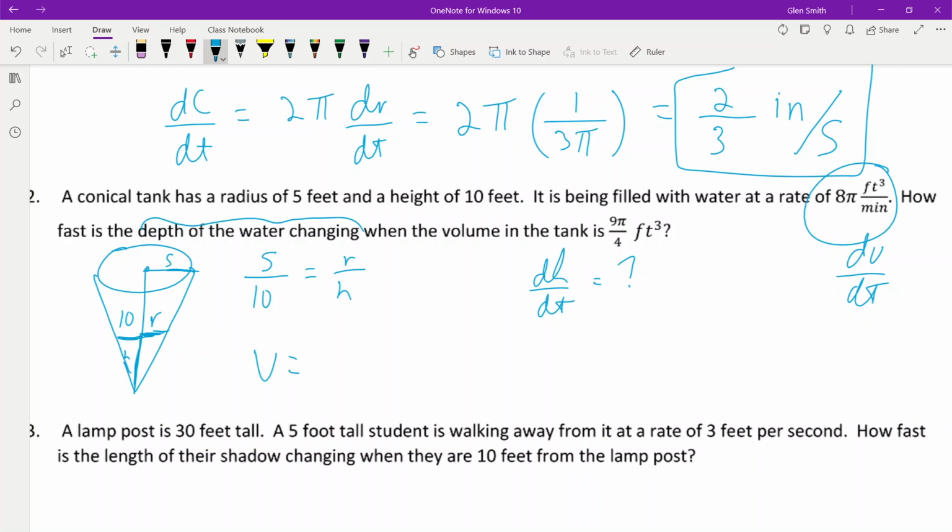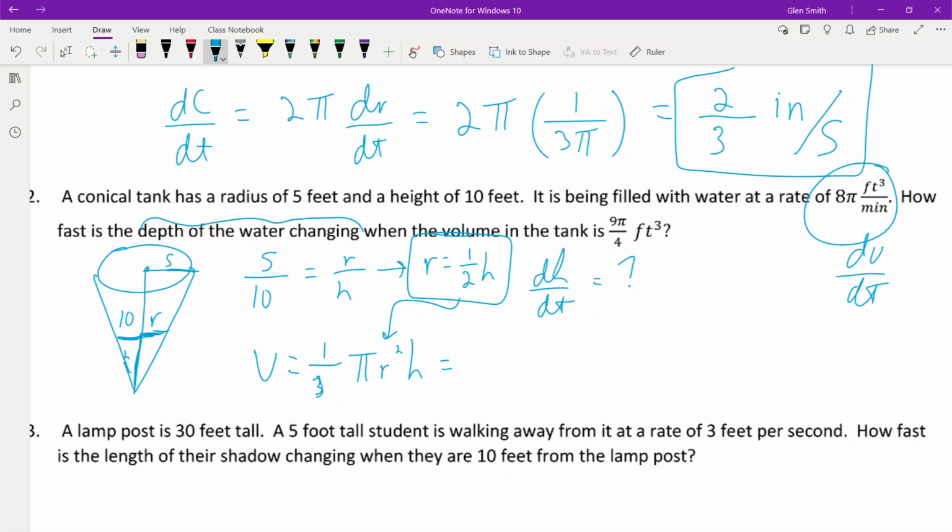Right? So I need a volume equation with height, and we know the volume of a cone, because it comes to a point, is a third the area of the cylinder, right? But we're not going to work with that because we don't care about the radius at this point. We don't care about dr/dt. We want to get rid of r. So we're going to use this equation right here. I hope this makes sense. You're going to see that r is equal to a half h. And we're going to drop that right in here.